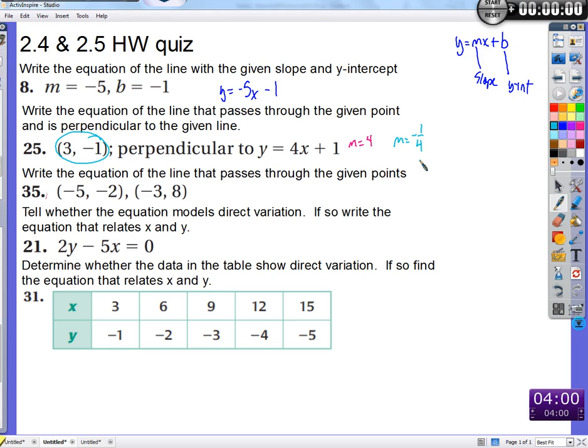Now it's not as easy as this guy right here, but it's doable. We could write y equals -1/4 x plus b, but that's not enough. We need b. How do we find b? Plug the point in.